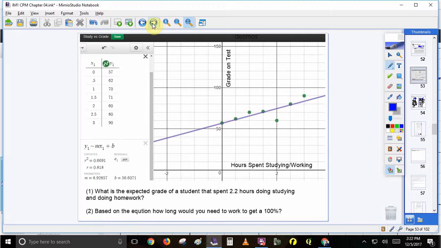I took that data and took a screenshot of it and have 2 questions for you to answer on it. One, what is the expected grade of a student that spent 2.2 hours studying and doing homework, in other words working for their test? And two, based on the equation, how long would you need to work to get a 100%? Sorry about the typo there. Answer those 2 questions. Be ready to talk about it in class.